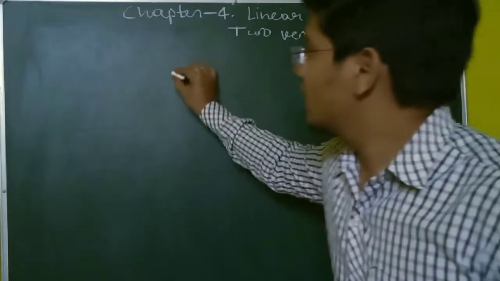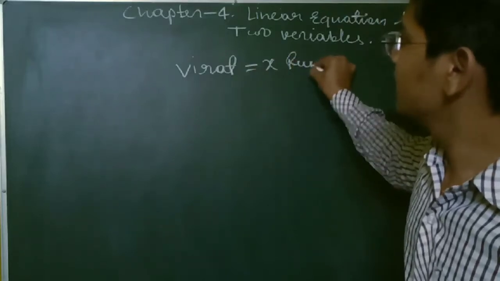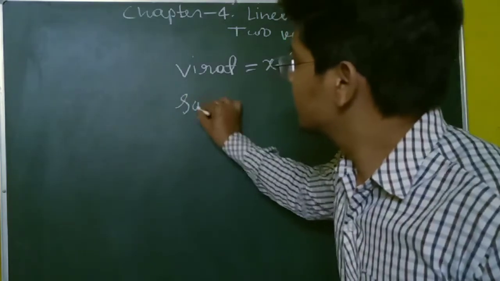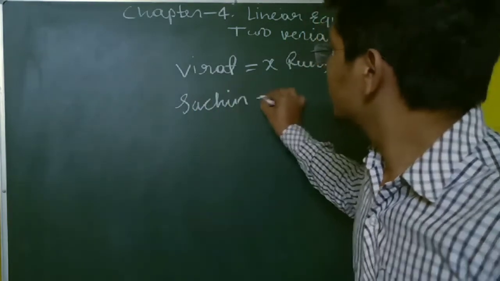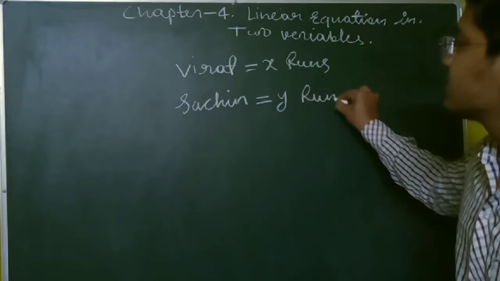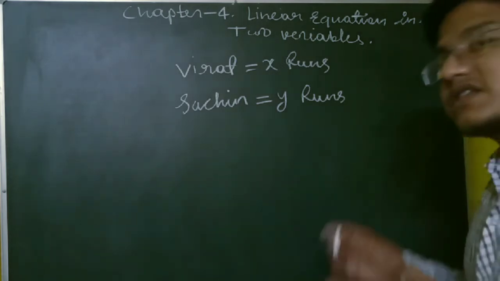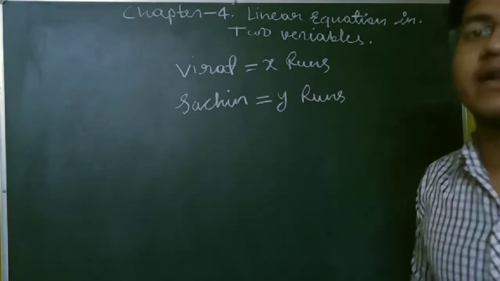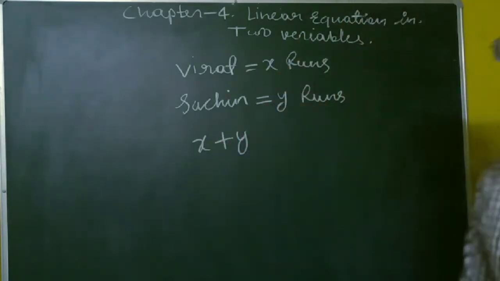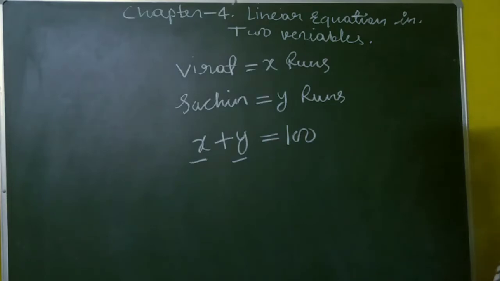So we will consider them. Let's suppose Virat Kohli has scored x runs. We can assume that Virat has scored x runs and Sachin has scored y runs. So now according to the question, Sachin and Virat both have scored 100 runs in total. So we can say that x plus y, if we add both the runs, we will get 100. So we will say that x plus y, total it will be 100 runs.